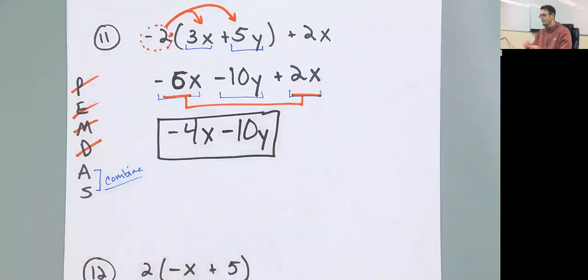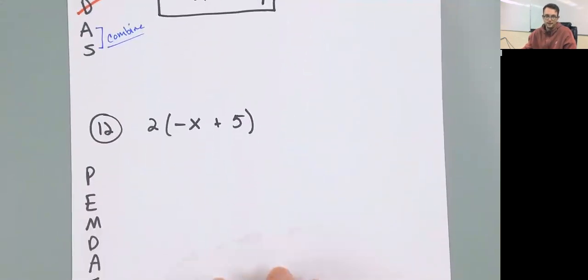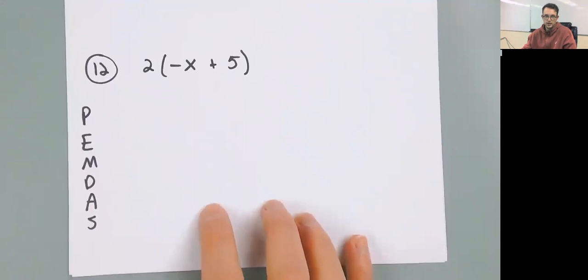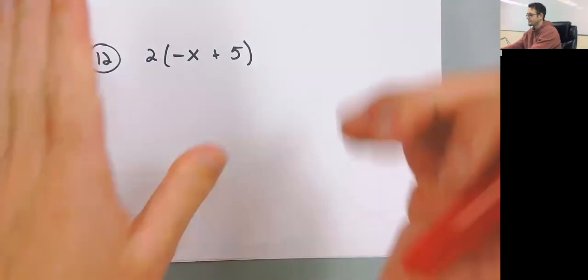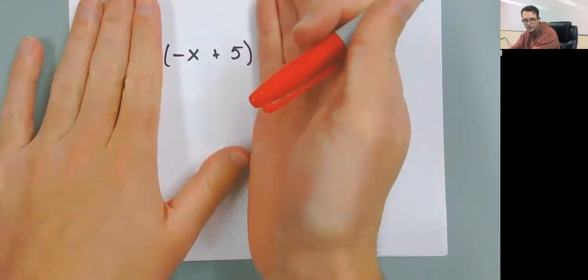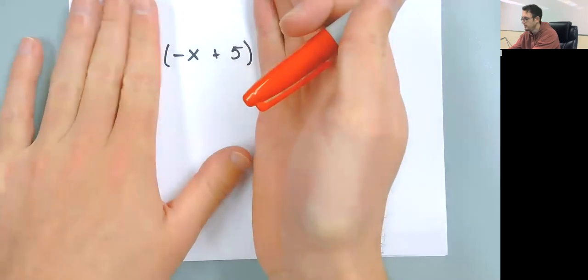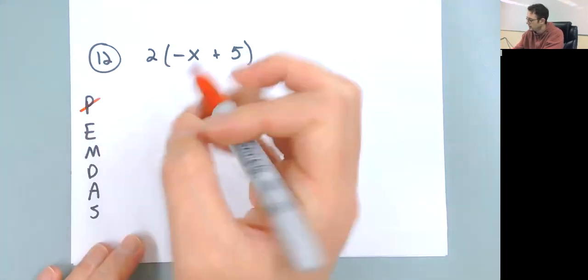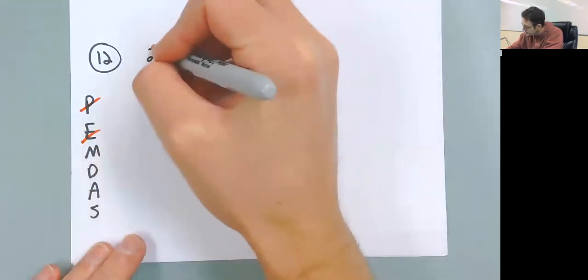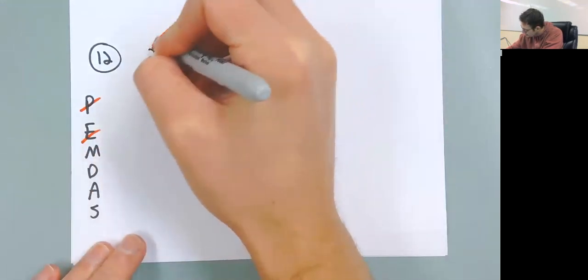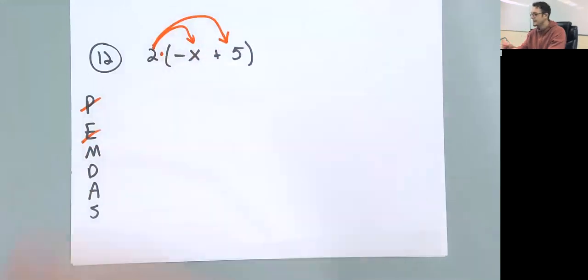All right. Last one. I threw this one in here as an example of something which I'm about to show you. So, parentheses. Can I combine negative x and 5? No, I cannot. All right, so I can't do that. No exponents. All right, we have multiplication, so let's distribute.